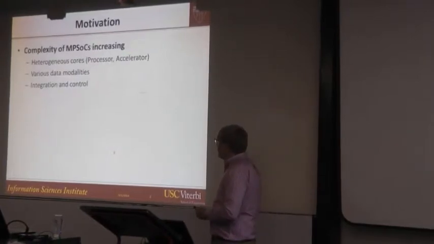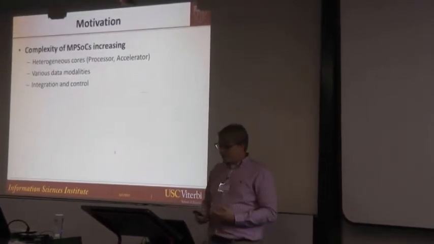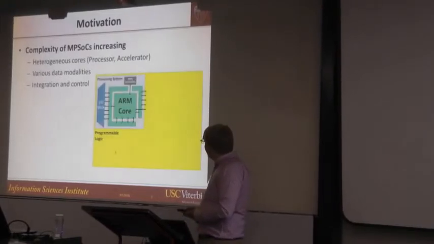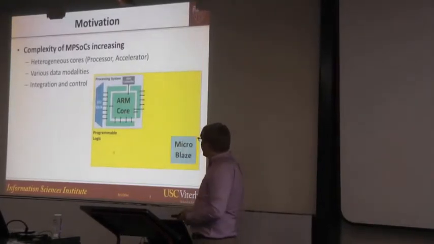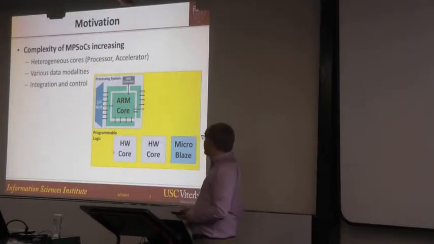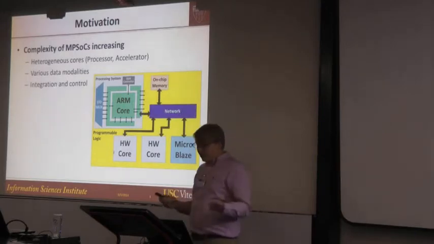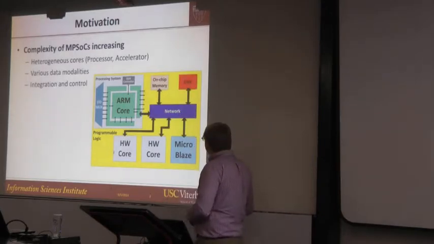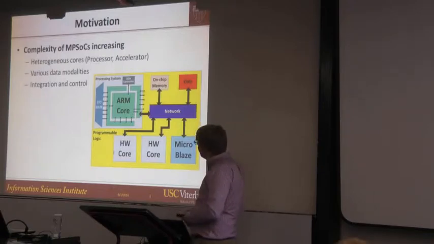So to motivate this talk, the complexity of multi-processor systems on chips is ever increasing. We started with just having one hard core, now we have a soft core, now we have hardware accelerator cores, then you have on-chip memory, off-chip memory, and you have to connect all of these things together and get them running successfully. So you need to control it. So how can we design these systems?